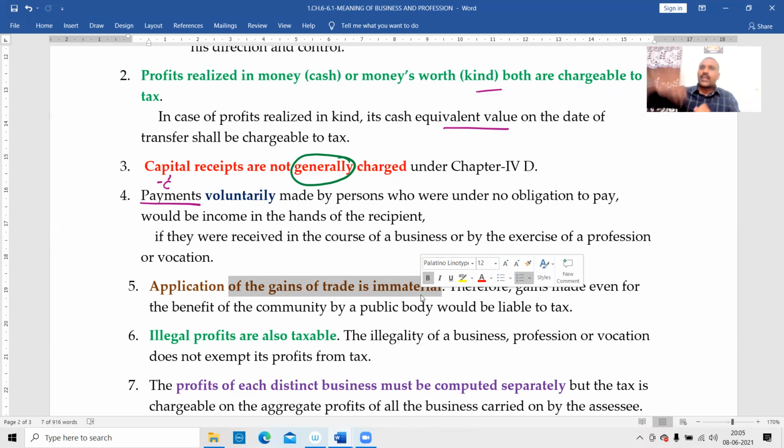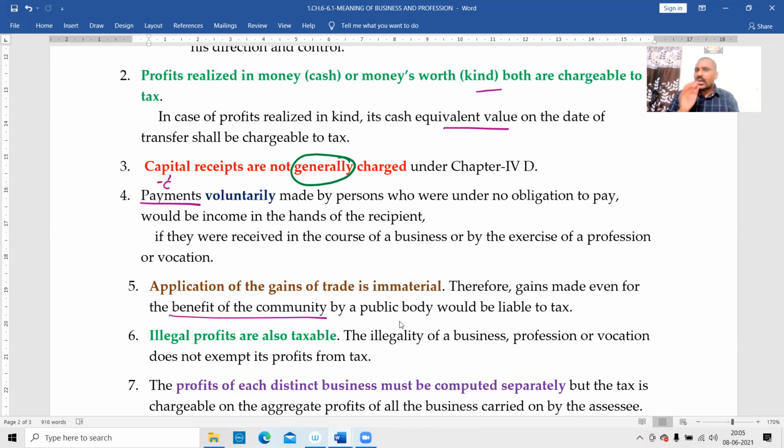Even though I am donating the entire profits to charity, for the public body, for the benefit of the community, not for personal benefit but social benefit, society benefit, still it is taxable. Therefore, if I get the profits, I have to pay the tax on that, irrespective of what I am doing with those profits. It is irrelevant to the department.